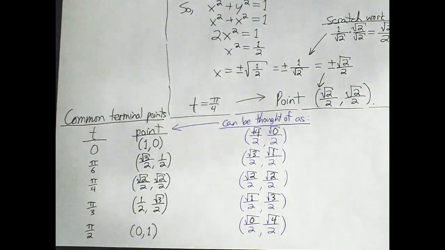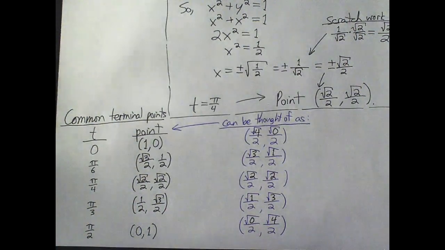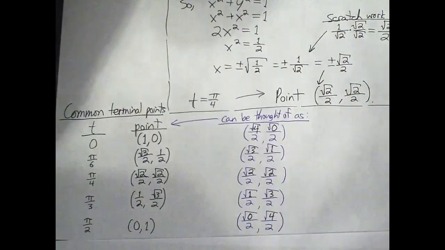There are other t-values we could look at, of course. This is 5 t-values, but we've already looked at other ones. We've looked at 2 pi, we've looked at 2.5 pi. We get to other places on the circle, potentially. Let's move this up.